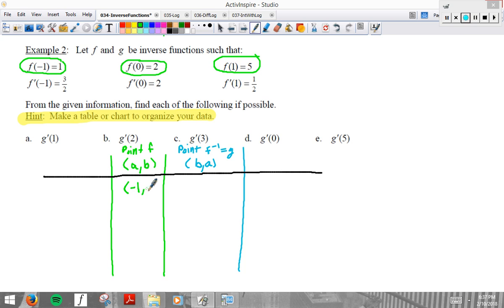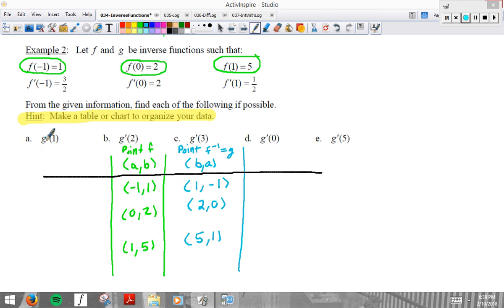We know the point (-1, 1) is on f. That's what this one says. The middle one says the point (0, 2) is on f. When you plug in x equals 0, you get y equals 2. And the point (1, 5) is on f. So that tells us 3 points on f inverse, or g. It tells you the point (1, -1) is on g. It tells you the point (2, 0) is on g. And it tells you the point (5, 1) is on g. Okay. Now what are they asking us for?